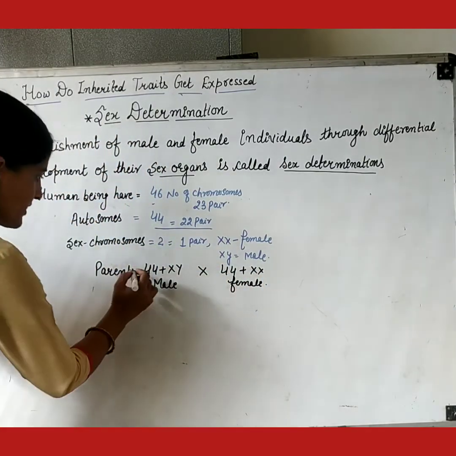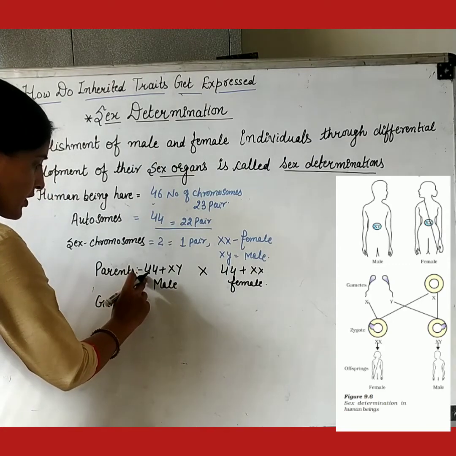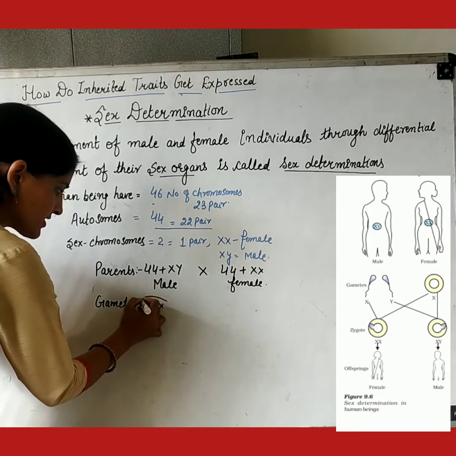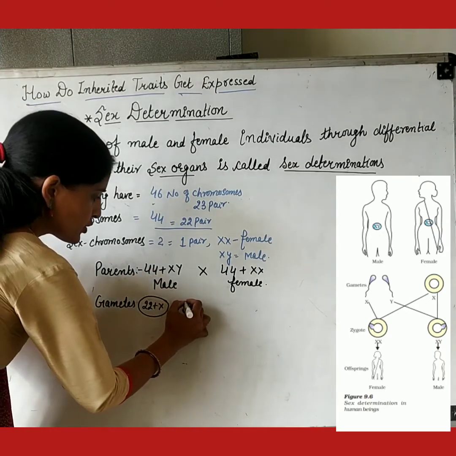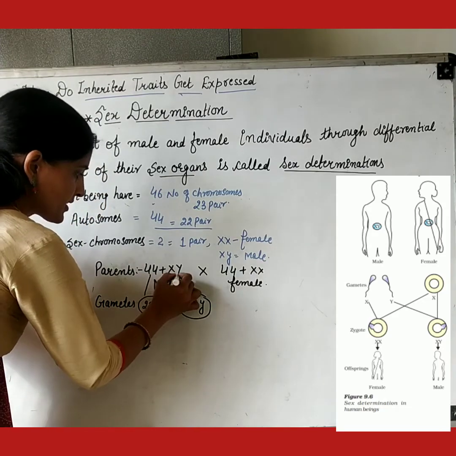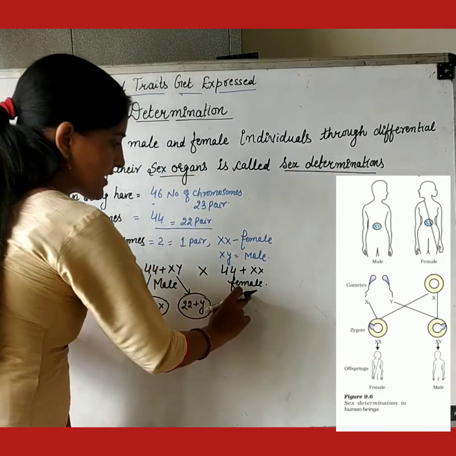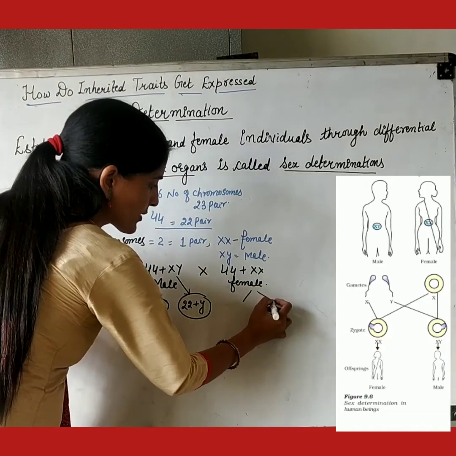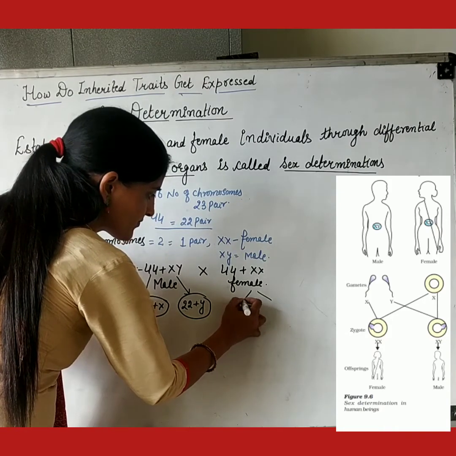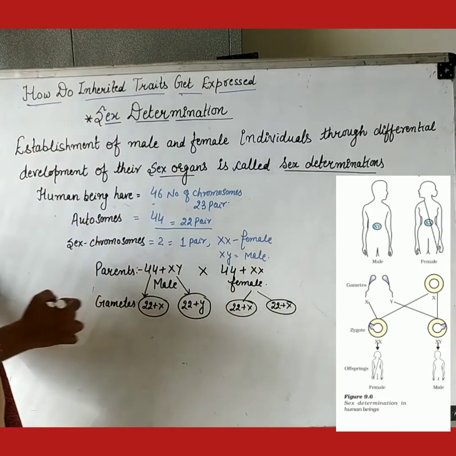They form the gametes. They form the two gametes. 22 plus X, this is the one gamete, and 22 plus Y, this is the second male gamete. These are the two male gametes. In the case of a female, the female also forms gametes: 22 plus X and 22 plus X. These are the female gametes.